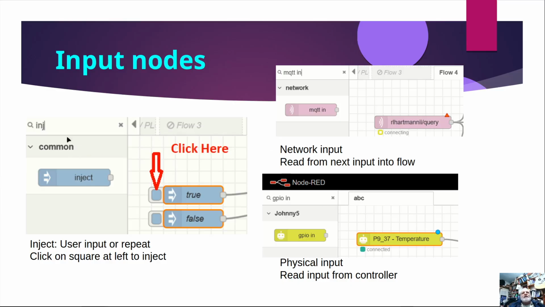Alright, so we have these input nodes here. We have the inject, and then you can change the status of it. You can inject a true or a false or a string or a number. We have some other input nodes here. This is for inputting through MQTT. We have an input from a general purpose I/O pin.